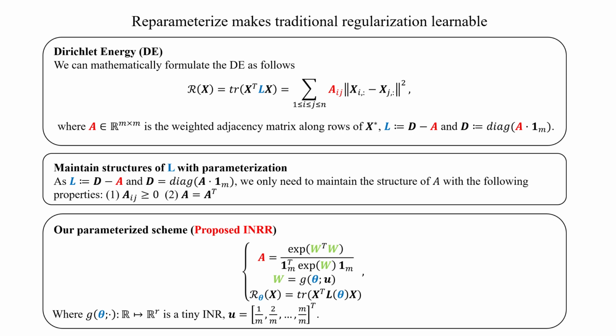However, A is usually unknown in the task, so we propose a parameterization method to make the originally fixed regularization term learnable. Our proposed parameterization method preserves the two properties of A. First, all elements a_ij of A are greater than or equal to 0. Second, A is a symmetric matrix. Our parameterization scheme is given at the bottom, and it can be verified that it enables A to maintain these properties. With such a parameterized regularization term, we can add the regularization term R_theta to the original loss function and optimize it together with the original parameters.